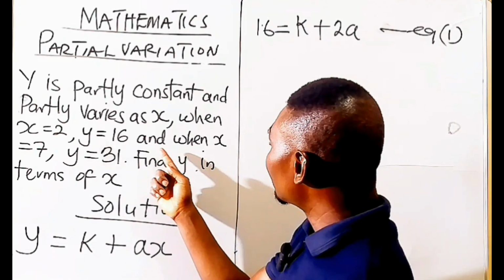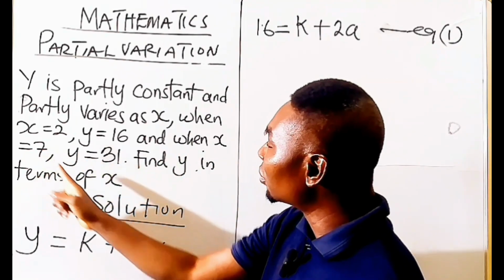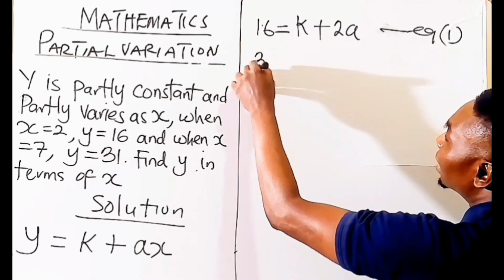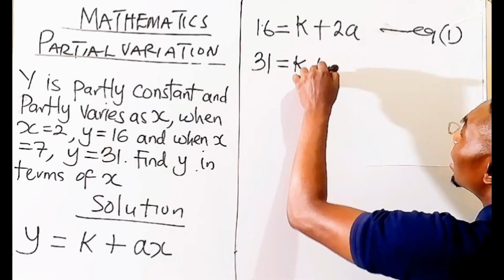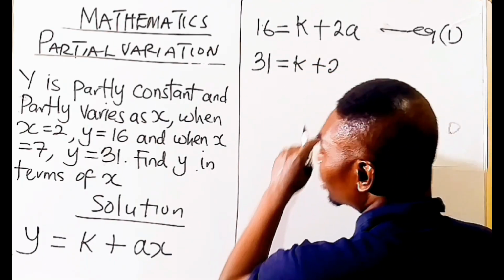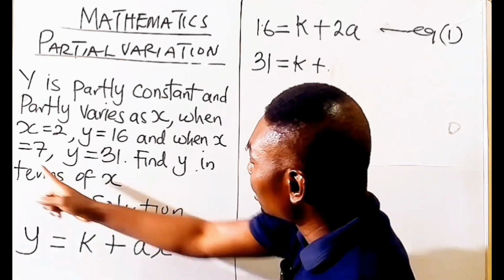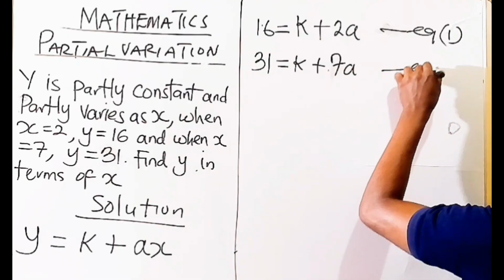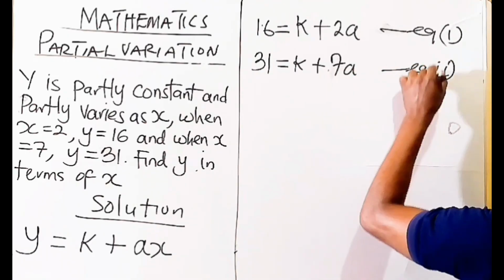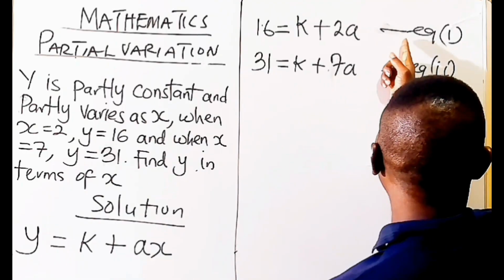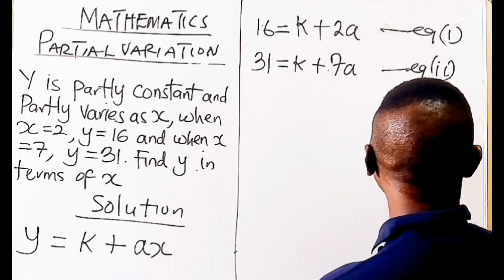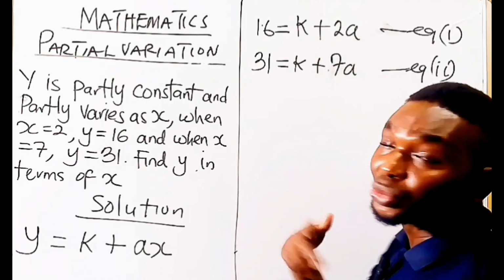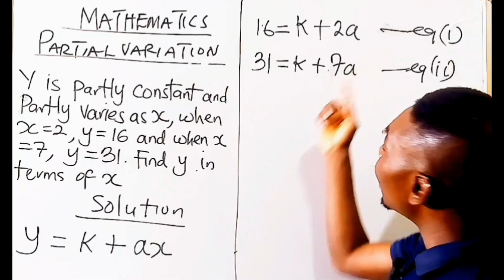Then they say, when x is equal to 7, y is equal to 31. So since y is equal to 31, we have 31 is equal to k plus what? Our x is 7, that is 7a. This can be tagged as equation 2. So at this point, you have equation 1 and equation 2. Then you subtract equation 1 from equation 2, because here we have simultaneous equations where we have to look for the two constants. And what are those two constants? We have a and k.